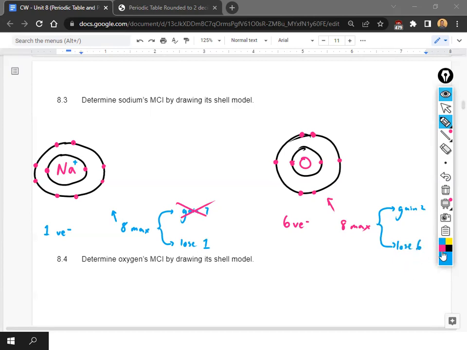Okay, so again, look at the numbers. It's easier probably to gain 2. So oxygen is going to gain 2 valence electrons. If it gains 2 electrons, it becomes more negative. And so that's why oxygen wants to become 2-. And this is the reason behind the most common ions, why they have the values that they do.